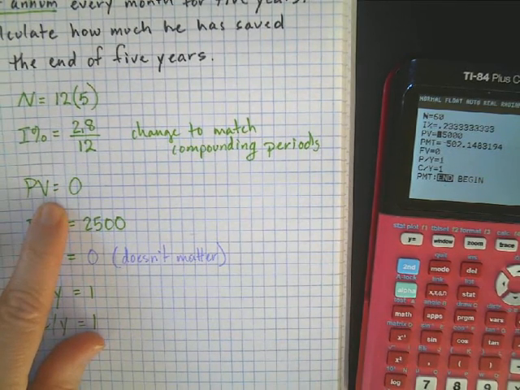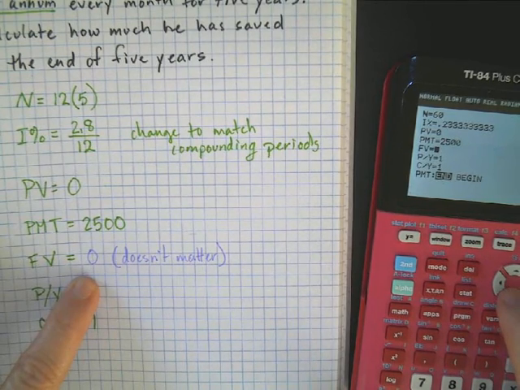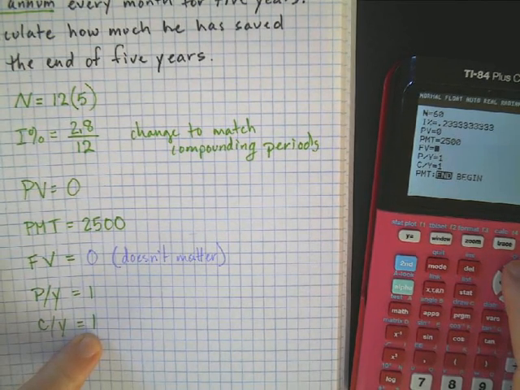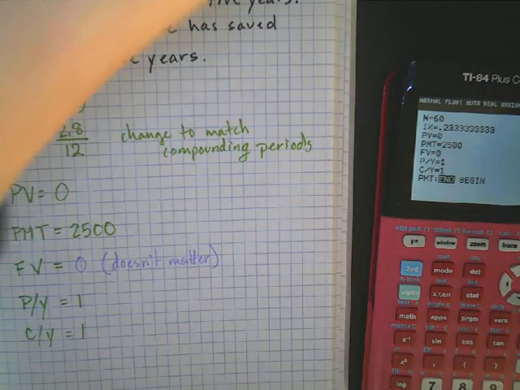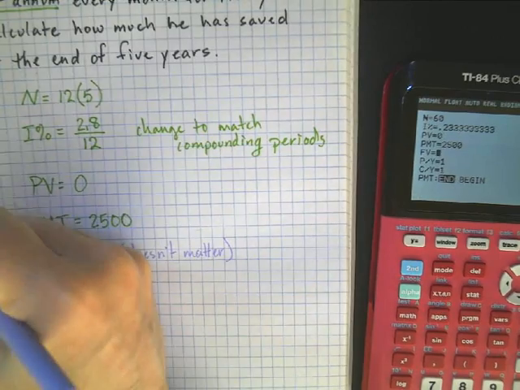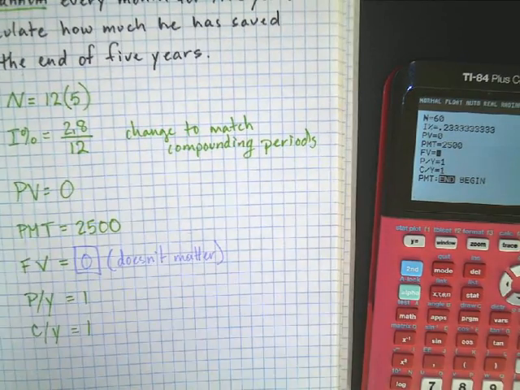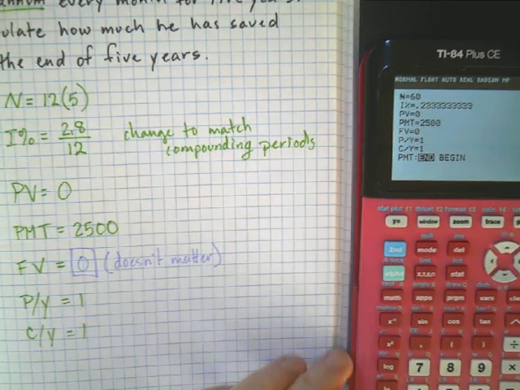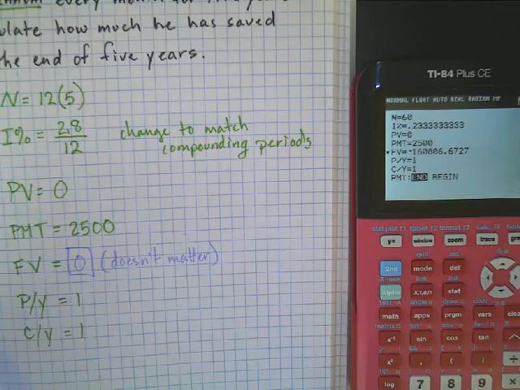Present value, how much I'm starting with, nothing. Payment, I'm going to put in 2,500 each month. Future value, I don't know, so put a 0 or any number, doesn't matter, and then each of these are 1s. Now, to get the future value, to get my answer, I'm going to put my cursor on here. It's going to highlight this. You're going to put your cursor there, just like I'm showing right here. And then we hit alpha and enter.